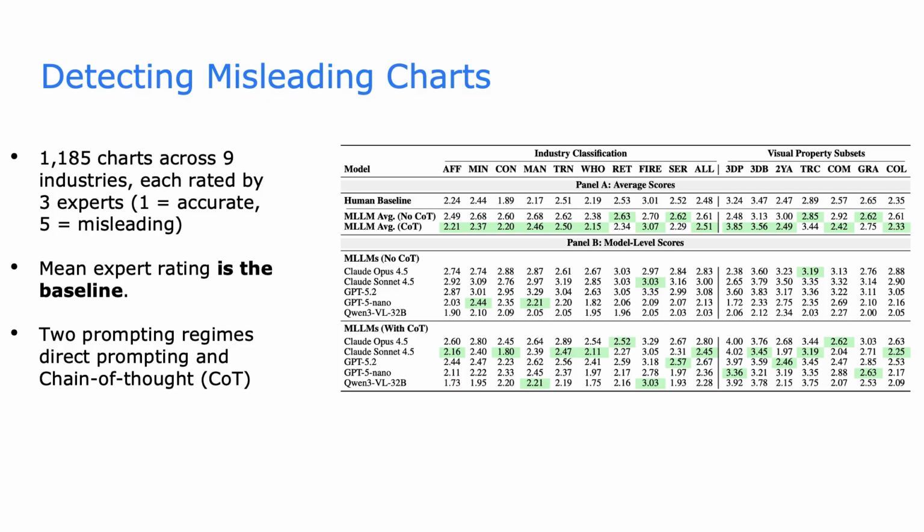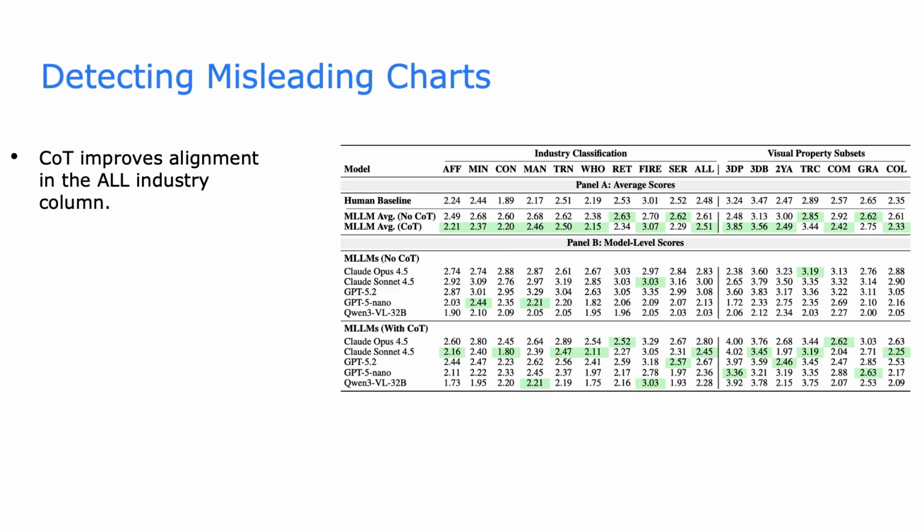We also evaluate 5 multimodal models. Each is tested under 2 regimes: direct prompting, where the model scores straight from the image, and chain of thought prompting, where a region-aware prompt directs attention to axes, scaling, legends, and perspective before producing a score. Chain of thought improves alignment in the all industry column. This is consistent with misleading chart benchmarks, showing that reasoning guidance can improve alignment with human judgments.